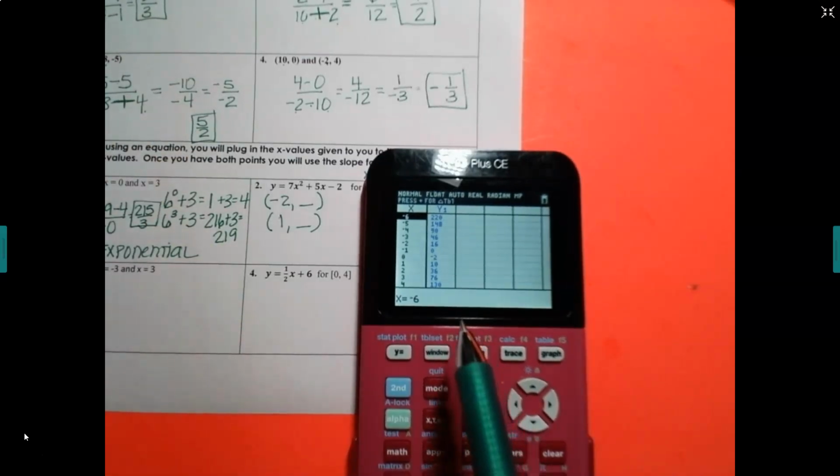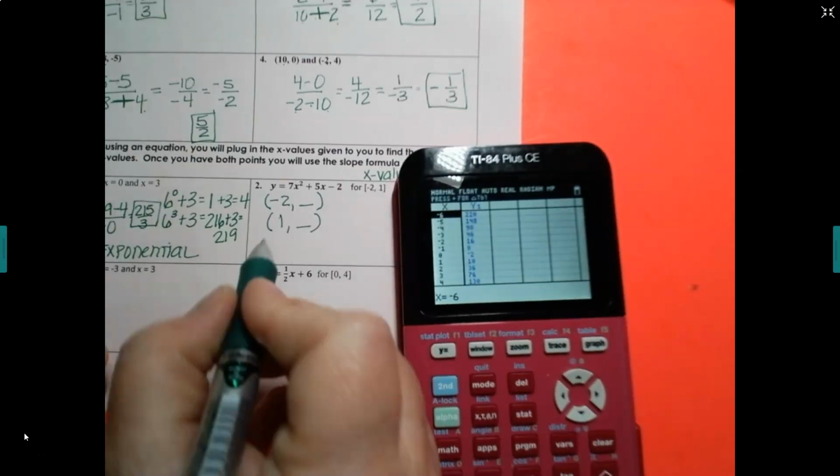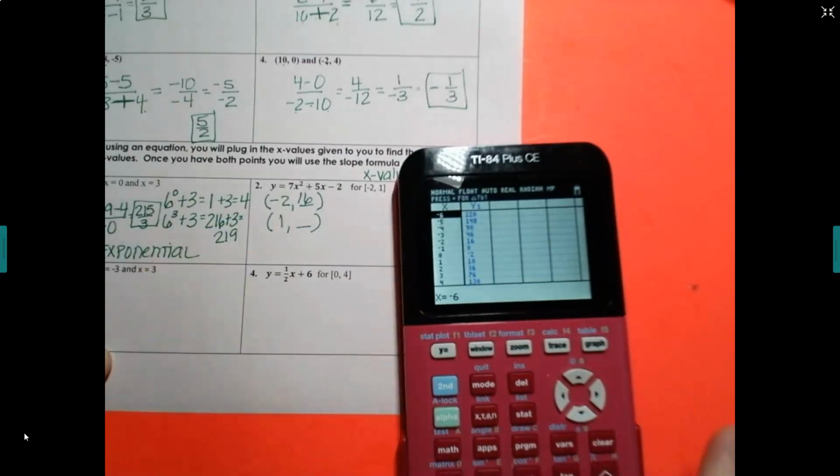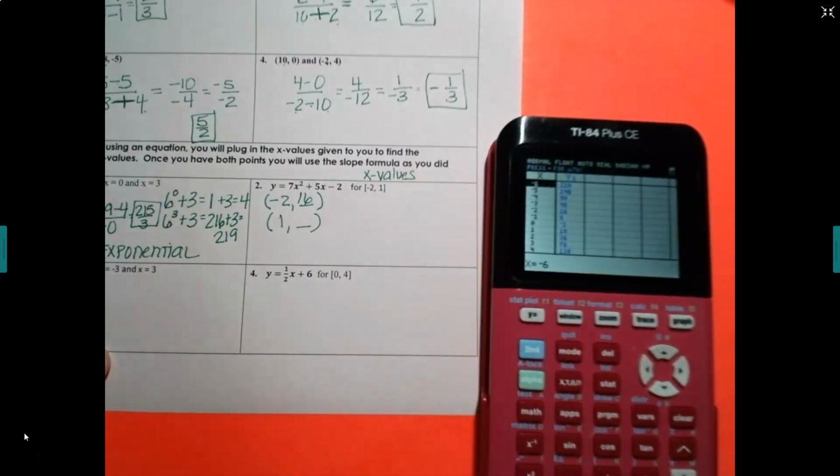Once you're in your table of values, I have an x value of -2, so the calculator will plug this in for you, and it's much faster. If x is -2, that says my y value is 16. And if my x value is 1, my y value is 10.